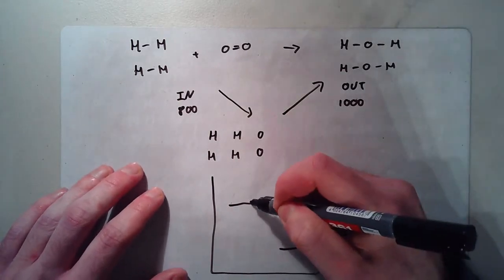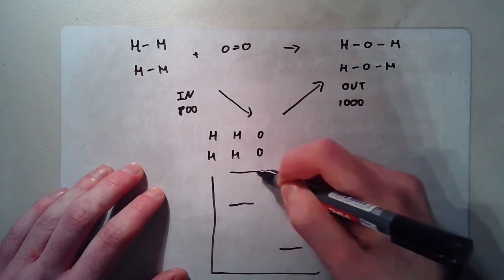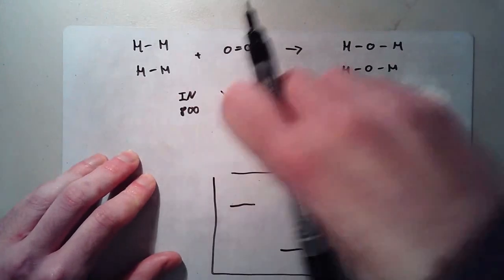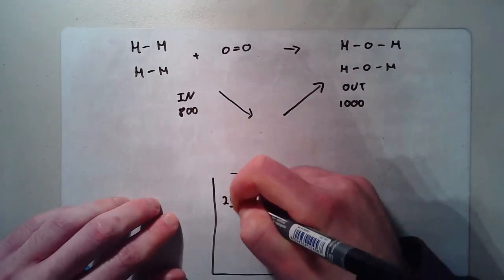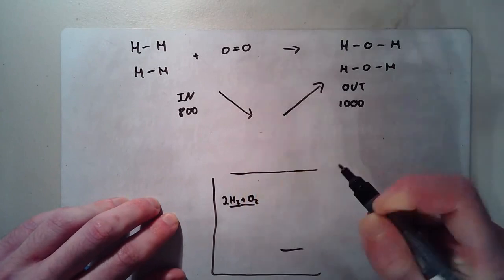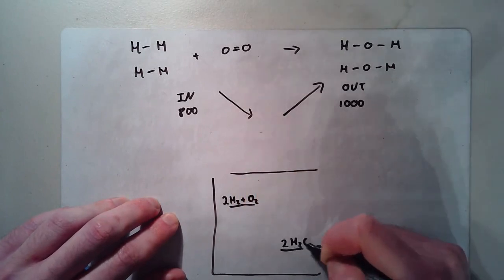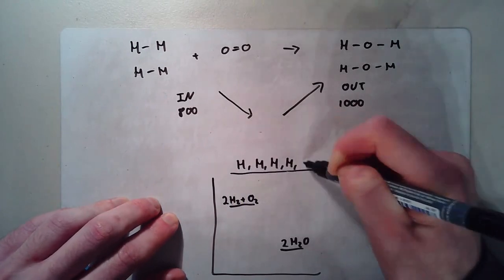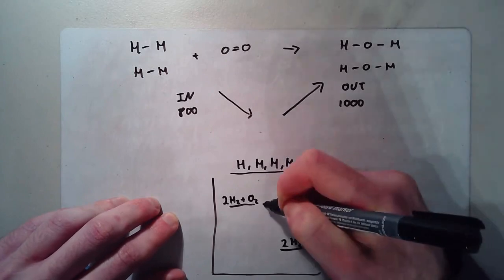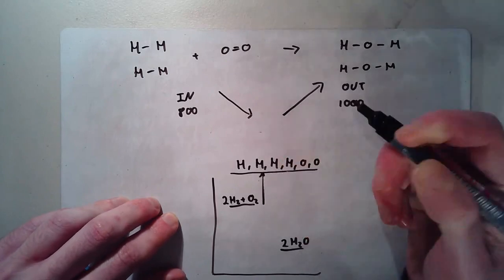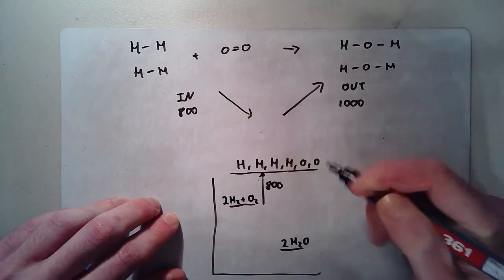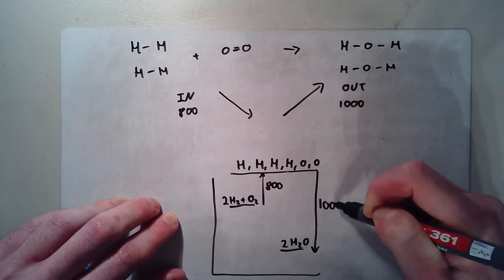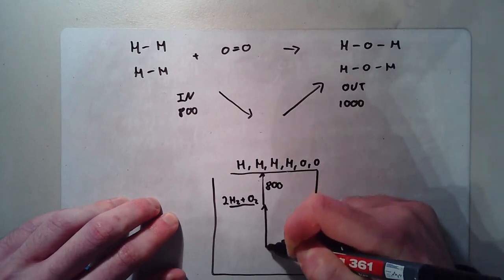And essentially, there's another line here which represents all of these as just atoms. So this line here is 2H2 plus O2. This line here is 2H2O. This line here is an H, an H, an H, an H, an O, and an O. Now the energy that I require to get up to that is 800. The energy released when I go down to that is 1,000. And then this difference here is 200.